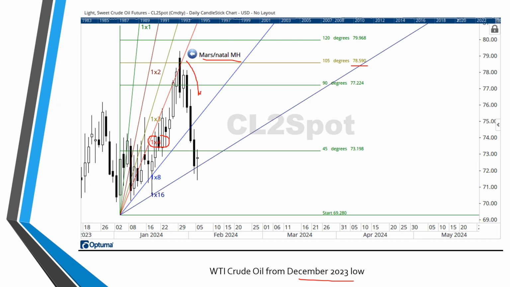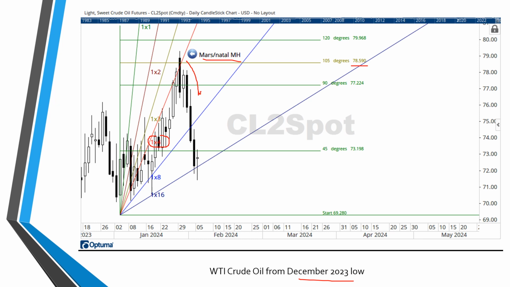We're actually at something very unusual here. It's a Gann 1x16 fan line, which I seldom, if ever, use in any of my work, but there it is. So oil is in a bit of a weird kind of space here right now. Not quite sure what it wants to do.